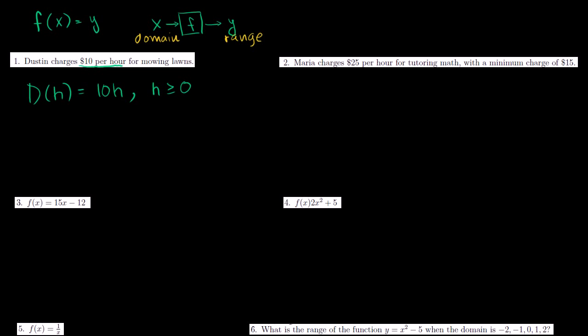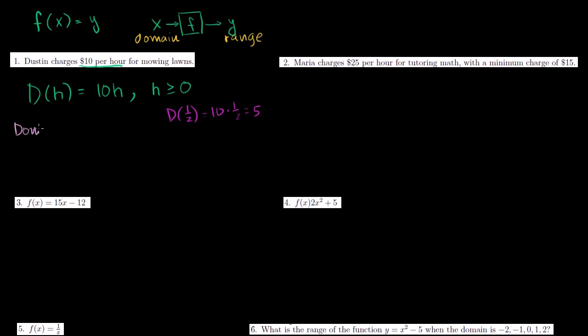Let me write that down on the side here. Dustin's going to charge for 1/2 hour. He's going to charge 10. Wherever you see the h, replace it with 1/2, so 10 times 1/2, which is equal to $5. That's our function definition. I was just showing you an example of applying it. Now let's figure out the domain and the range.